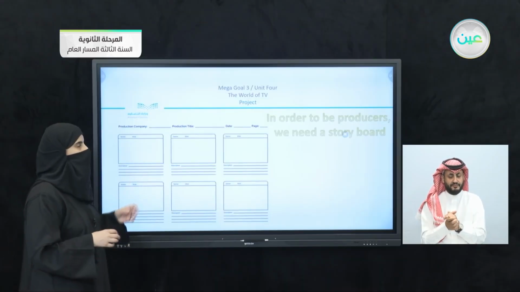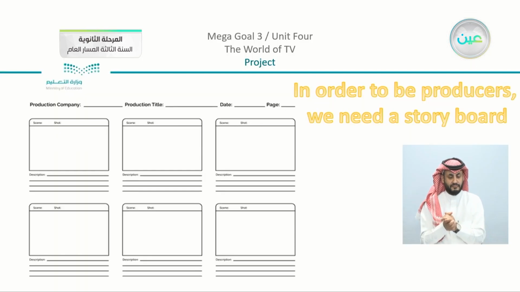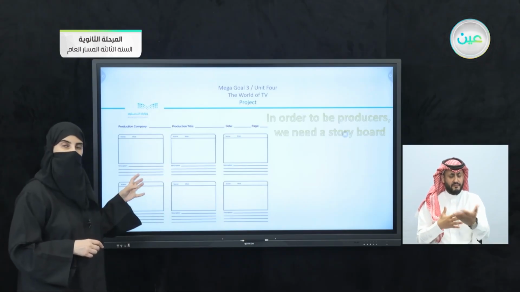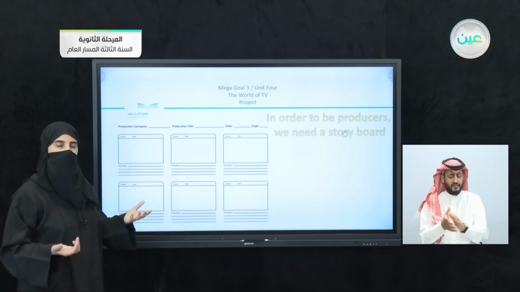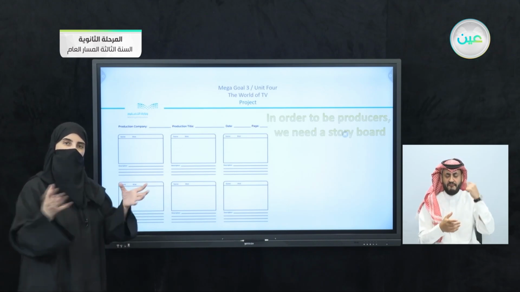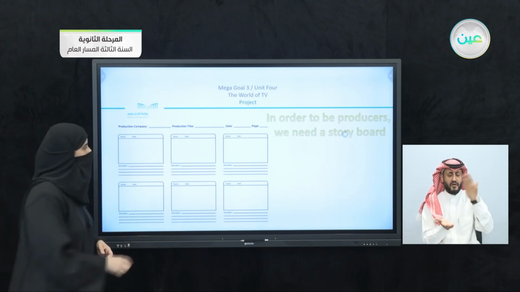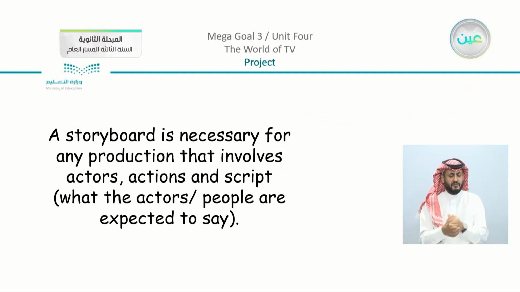So what do we have here? In order to be producers, we need a storyboard. Now this is a storyboard that we have. We are going to use it, and we're going to know how. So be ready to be creative, and just imagine together as a team that you are going to produce a movie together. So what are we going to do?